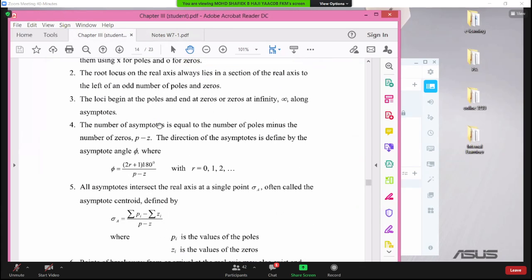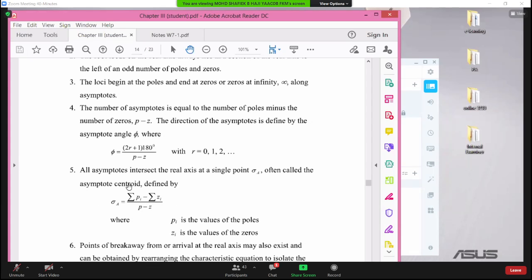Now the number of asymptotes. Since we have 3 poles and no zeros, the number of asymptotes is the number of poles minus the number of zeros. Since we don't have any zeros, we're going to have 3 asymptotes. When we have 3 asymptotes, we have to find 3 asymptote angles. We can find the asymptote angle using this formula, and then we can find the intersection of asymptotes using step 5 here. All asymptote lines are going to go through this point at their respective angle.